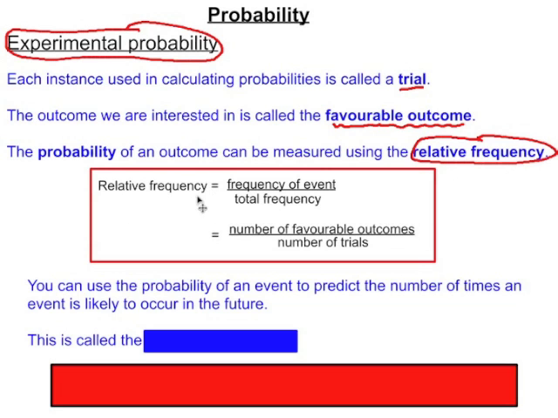The relative frequency, or the experimental probability, is the frequency of the event we're interested in divided by the total frequency, or the number of favourable outcomes divided by the number of trials. So we'll try to clarify this by starting the example.